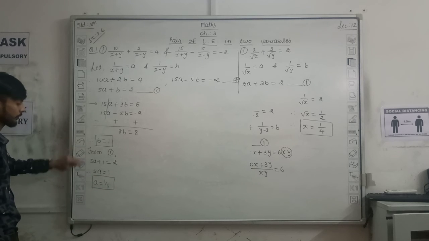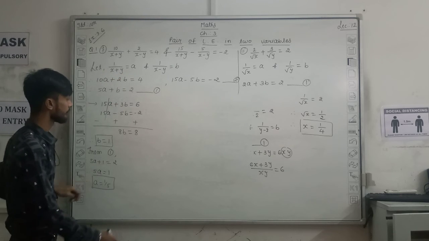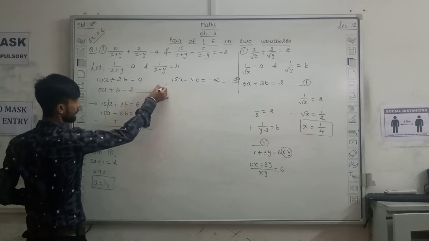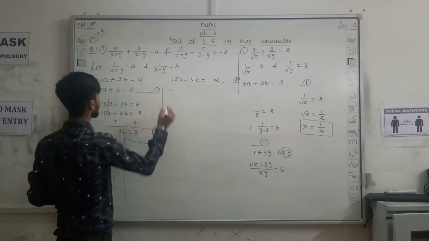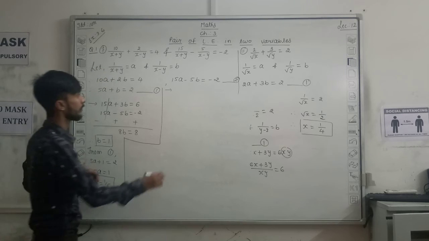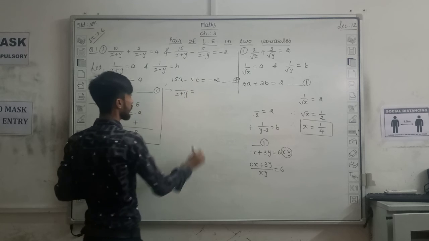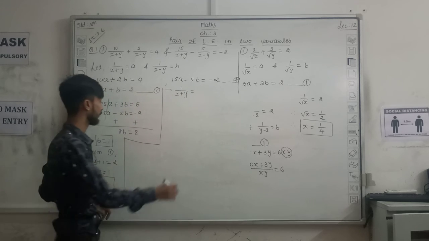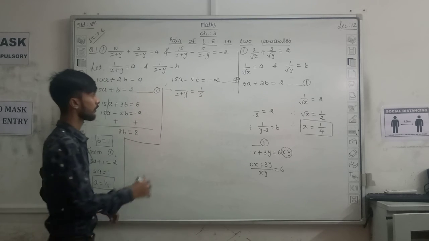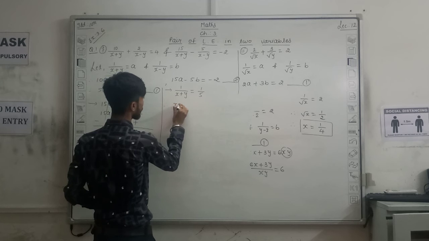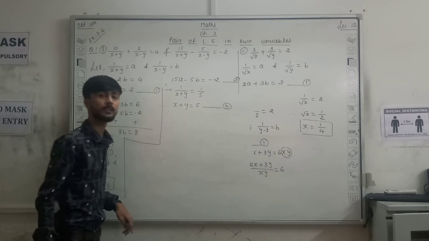Now we have the values of a and b. Now substitute these values in our assumption. So 1 upon x plus y equals a. What is a? a is 1 by 5. Now take the reciprocal of both sides. So x plus y equals 5. This is your equation number 3.